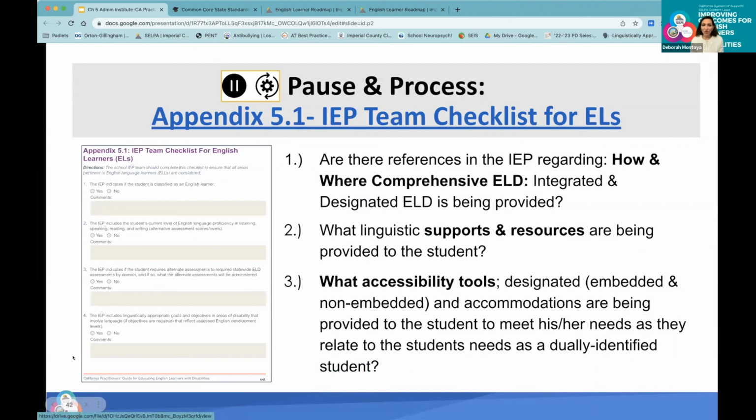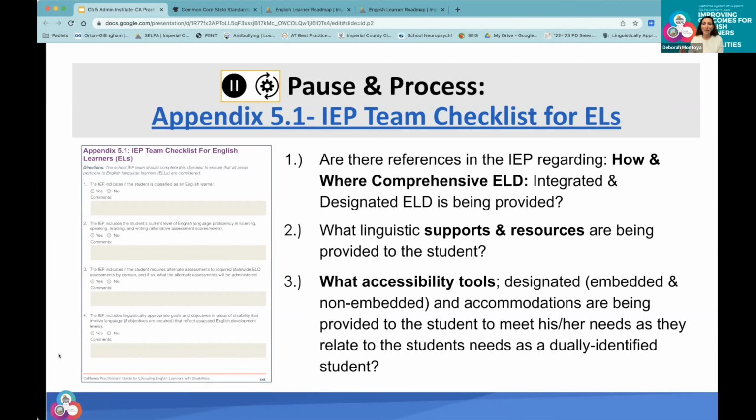So with that, we do have a very quick IEP team checklist that's part of the practitioner's guide. It is linked into the Padlet as well as into these slides. It's not necessarily completely exhaustive, but it's definitely a resource and tool that can support and assist you as you may be thinking, are we meeting all of these metrics?